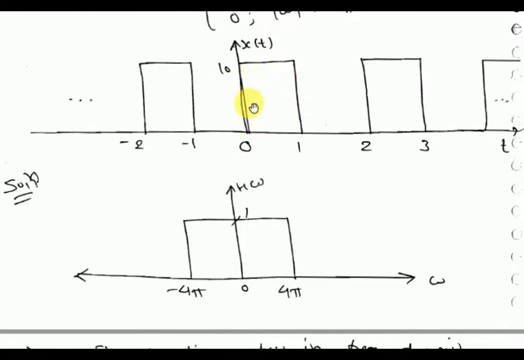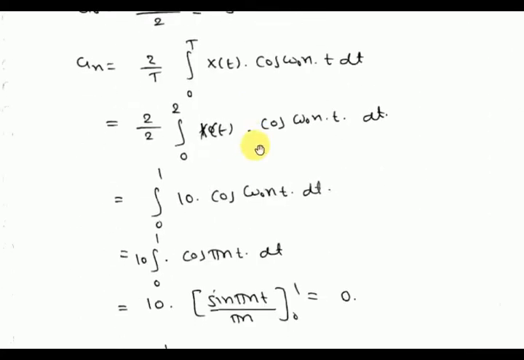This contains hidden odd symmetry. The midpoint is 5, and if we subtract the DC value 5, the signal will shift downward, so it will look like an odd signal. An odd signal has no cosine terms and no DC term, so the cosine terms will be 0. But the odd symmetry is hidden, so we have to add the DC value 5 again. That's why a naught will be 5 and a n will be 0.